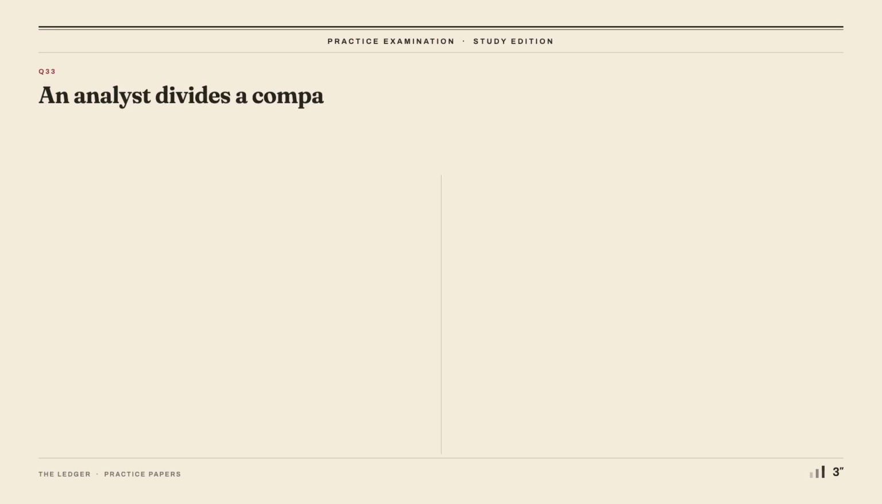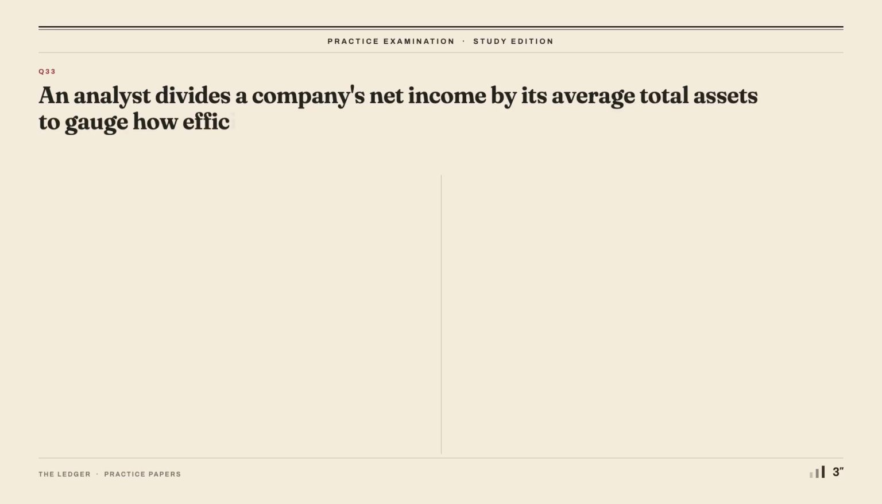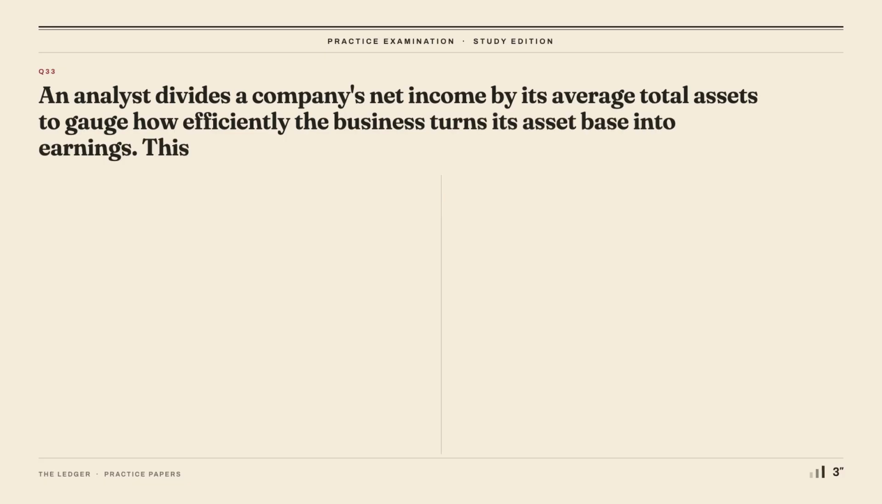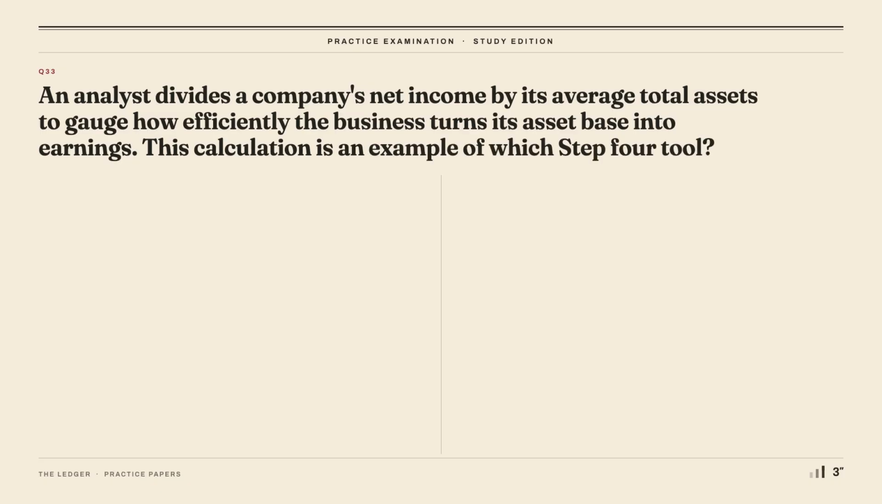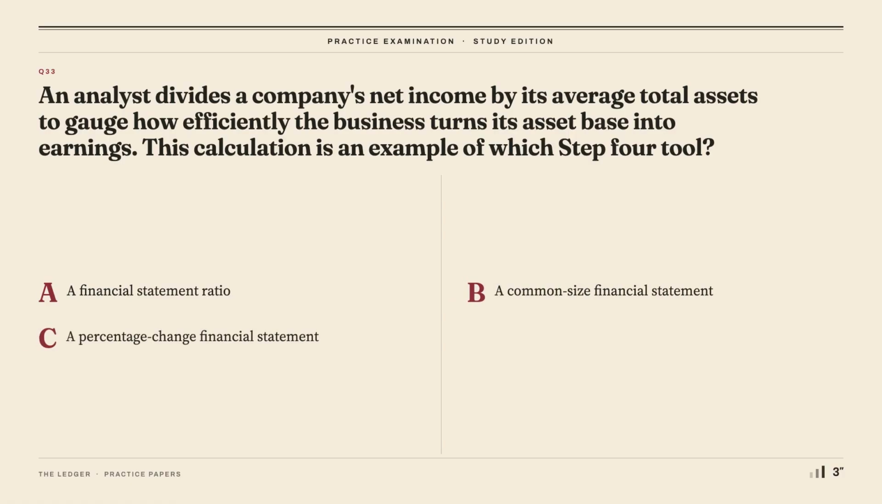Question 33. An analyst divides a company's net income by its average total assets to gauge how efficiently the business turns its asset base into earnings. This calculation is an example of which Step 4 tool? Your options are A. A financial statement ratio, B. A common size financial statement, C. A percentage change financial statement, D. A value chain map. Which one is it? Pause the video if you need more time.